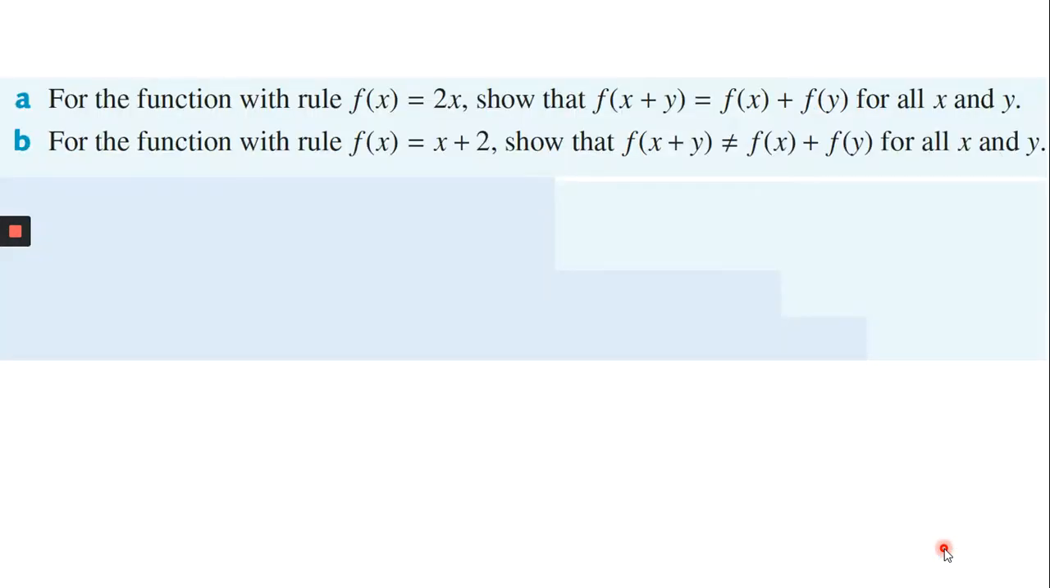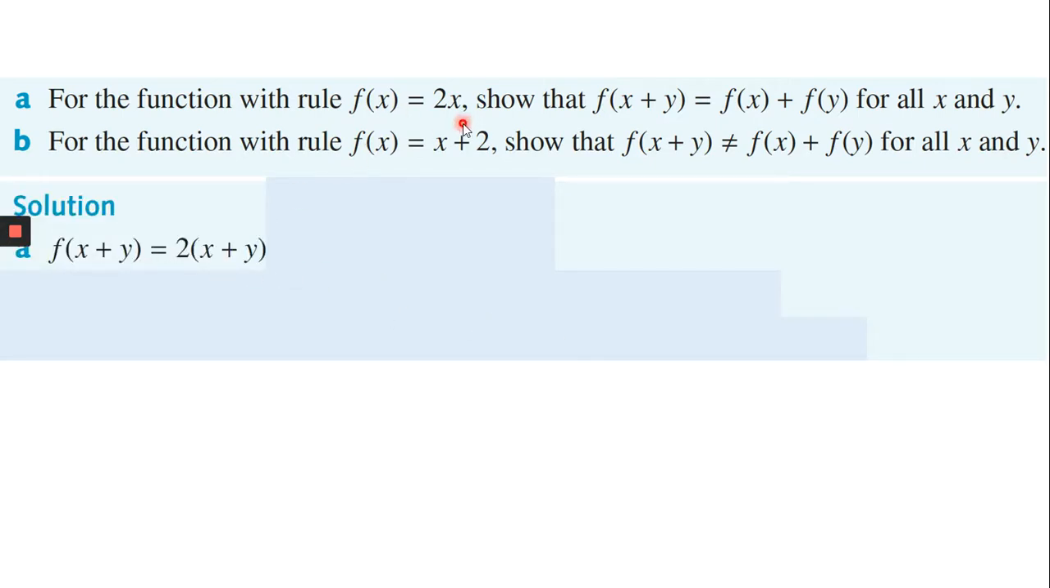Okay, a couple of questions, a couple of examples. So f of x equals 2x, show that. This is a bit like proving, or in this case, showing that it doesn't exist: f of x plus y is f of x plus f of y for all x and all y. Again, for all x and all y. Okay, so watch what happens.